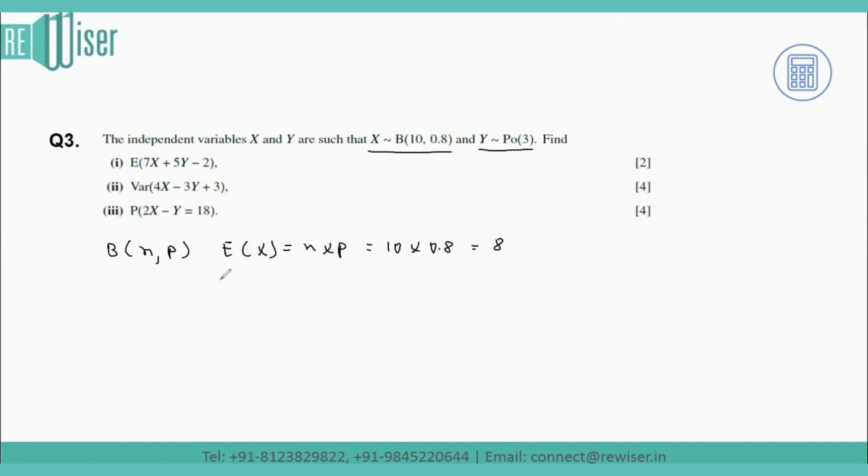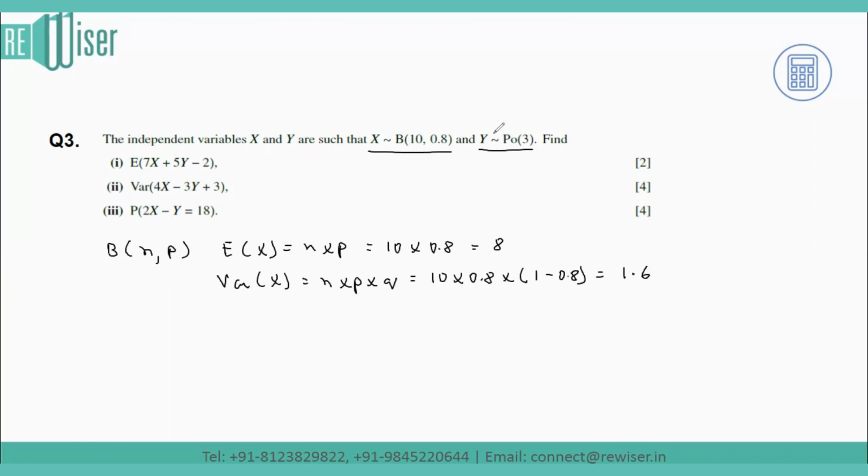Now, for the binomial distribution, if I have to find the variance of x, the formula is n into p into q, where q is the probability of non-occurrence. So that is 10 into 0.8, and to calculate q, we write 1 minus 0.8, which is 0.2. So the value for this will be 1.6.